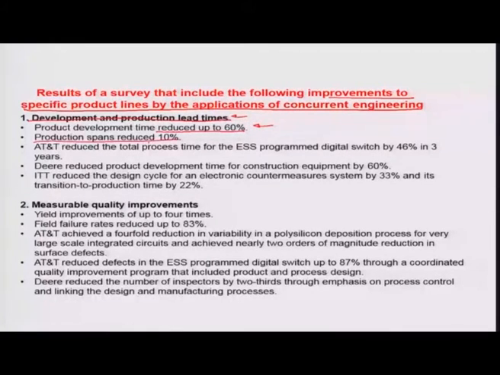almost 10%. So, if we look at specifics related to certain companies, AT&T for example, reduced the total process time for the ESS programmed digital switch manufactured by them by almost 46% in a 3 year time phase using concurrent engineering philosophy. Similarly, John Deere reduced product development time for construction equipment by almost 60%, again using the concurrent engineering philosophy. There are other companies like ITT, which reduced the design cycle for an electronic countermeasures system by almost 33%, and its transition to the production time by almost 22%, again by utilization of the concurrent engineering philosophy.